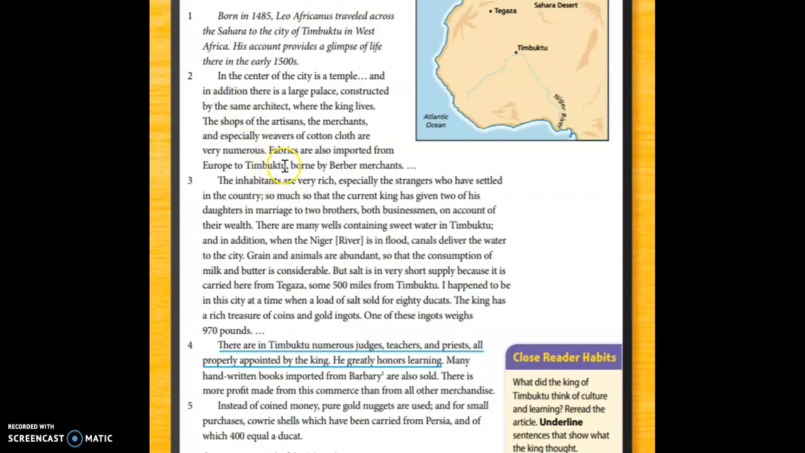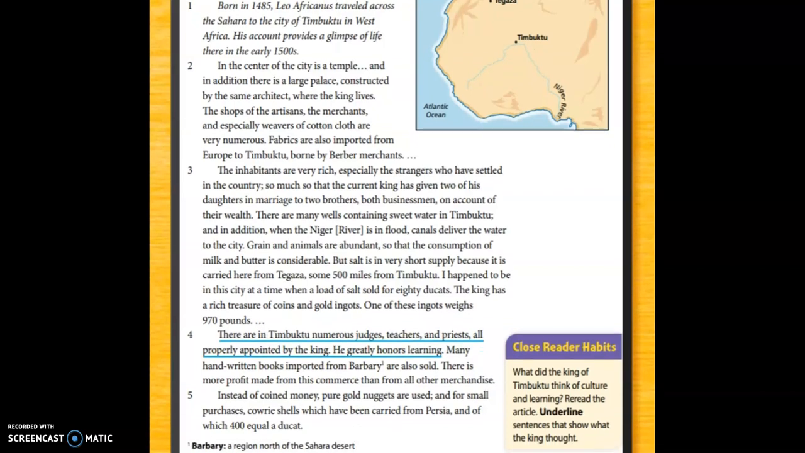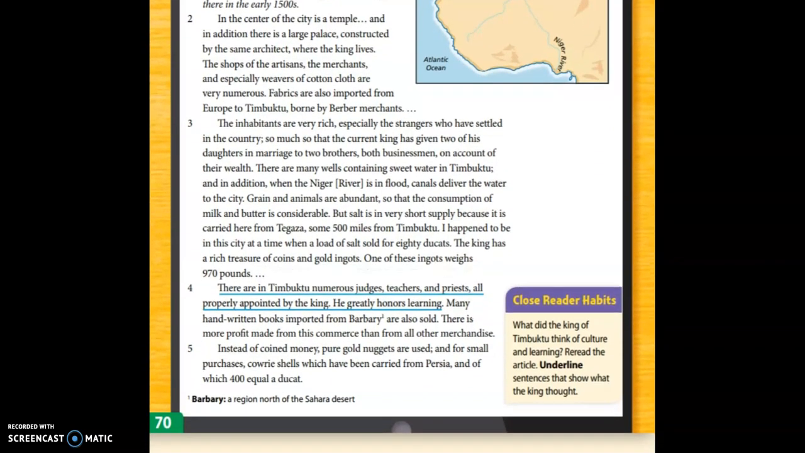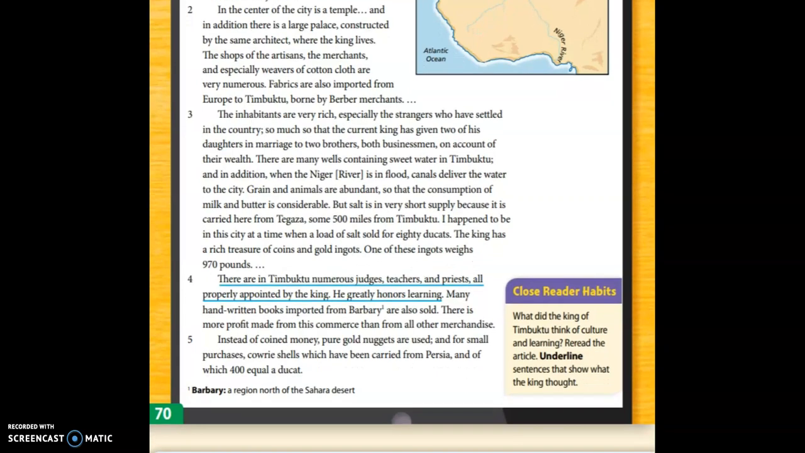So I'm looking here and it says fabrics were also imported from Europe to Timbuktu, borne by Berber merchants. So our answer is Berber merchants brought the goods to Timbuktu from Europe. Our next question is, how does the writer describe the inhabitants of Timbuktu? So we look under 3 and it says the inhabitants are very rich.